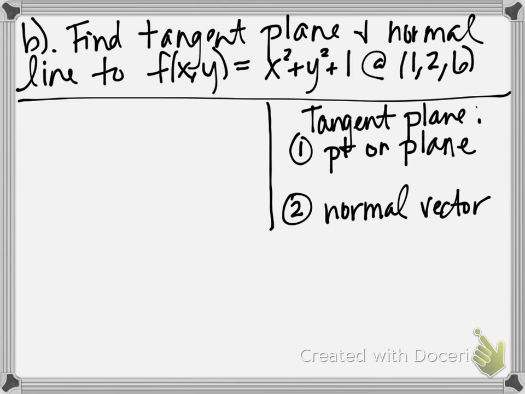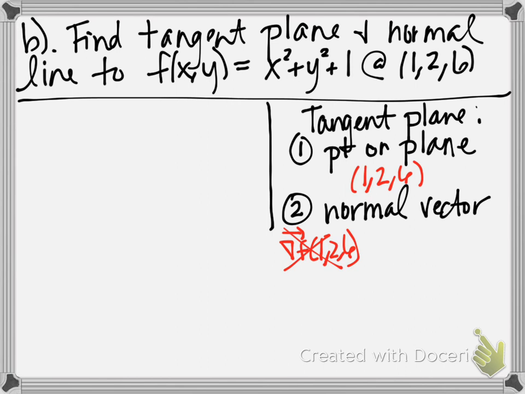Again, for the tangent plane, we just need a point on the plane. So we're given (1, 2, 6). And then we need the normal vector. The most common mistake that's made at this point is some people think, oh, then I just need to find the gradient of f at the point (1, 2, 6). And that's not what you do here.